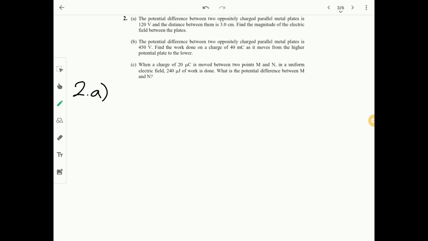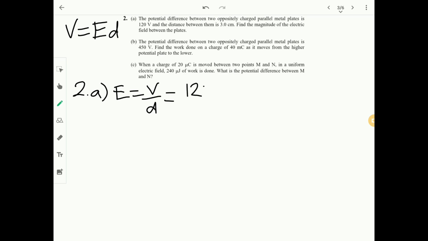We should know that basically the formula to find if the field is uniform, V equals ED. That is the main formula we should know. V equals ED, where D is the distance between the parallel metal plates, because the only time we have a uniform electric field is two parallel plates, right? So we're looking for the electric field, so that's E equals V over D.